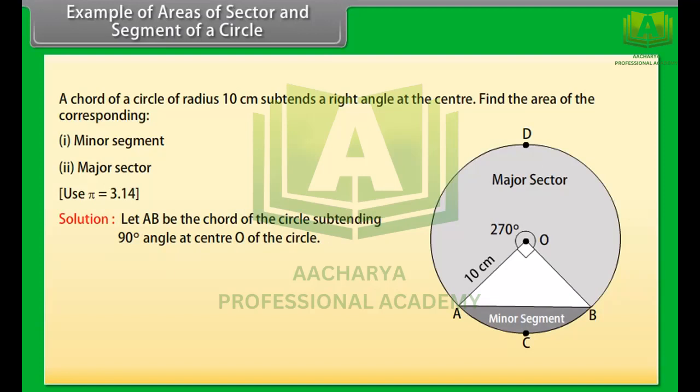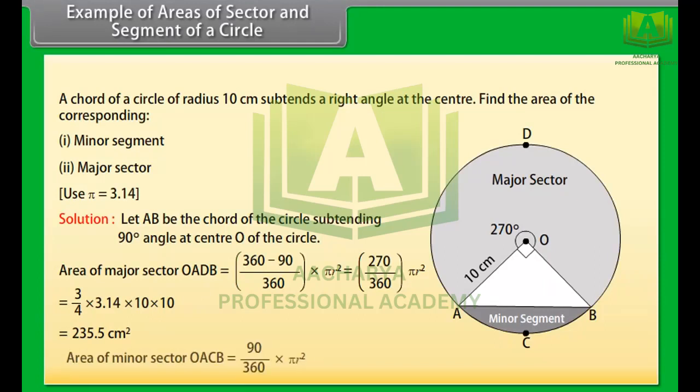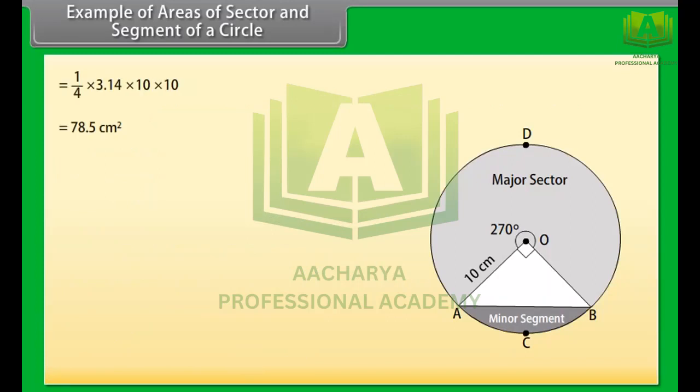Let AB be the chord of the circle subtending 90-degree angle at center O of the circle. Area of major sector OADB is equal to 360 minus 90 whole upon 360 into pi r square, which equals 270 upon 360 into pi r square, which is equal to 235.5 centimeters square. Area of minor sector OACB is equal to 90 upon 360 into pi r square, which is equal to 78.5 centimeters square.